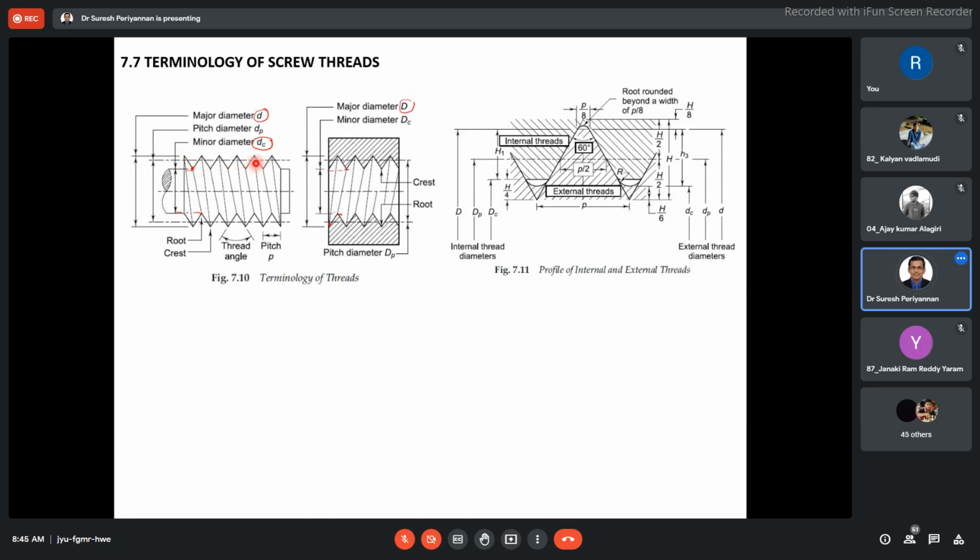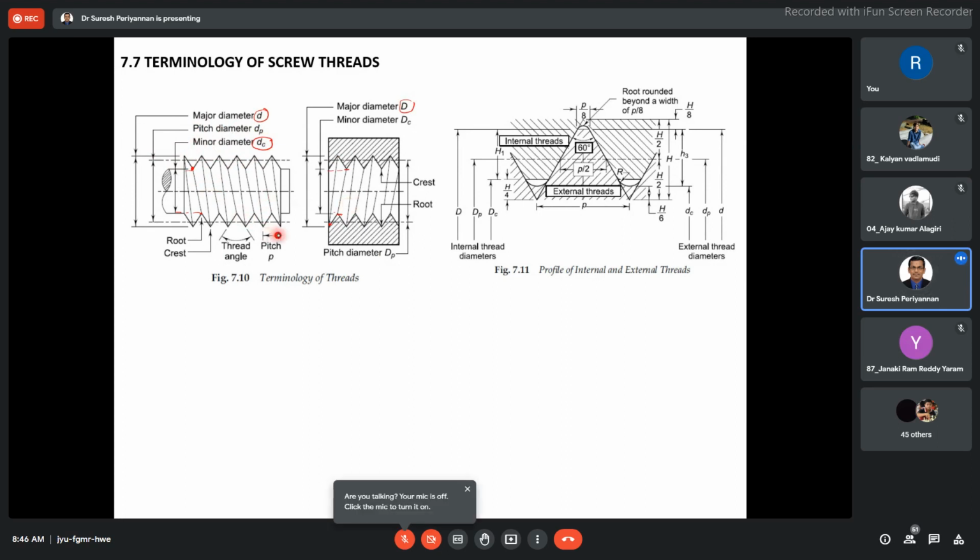This is not close to the major diameter, not close to the minor diameter; it is in between, the pitch diameter. They have clearly given this even in your Bandari book, so you can get clear information there. Go through that. The pitch diameter is also called the effective diameter, DP. Now, this is the external thread and this is the internal thread. Now I come to some of the other terminology.